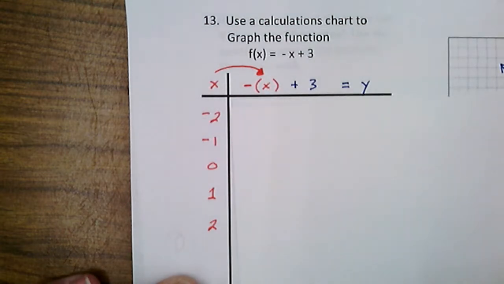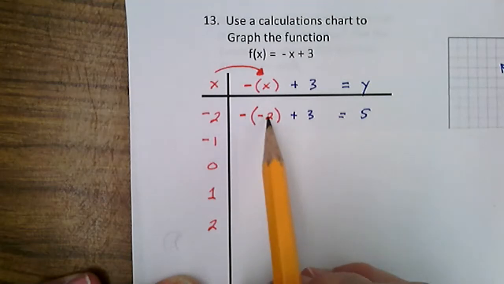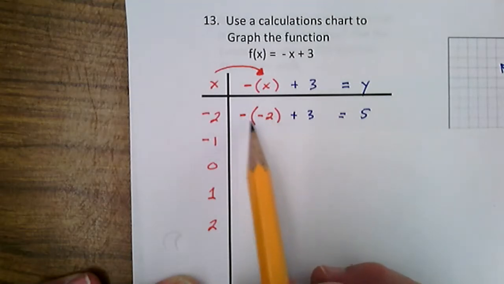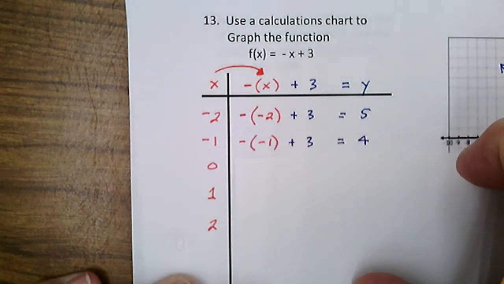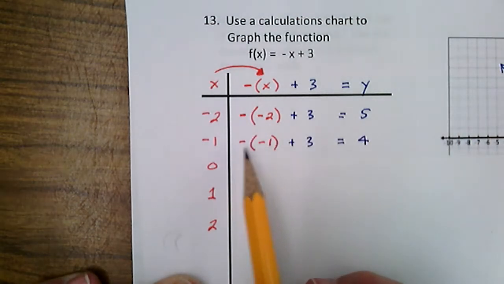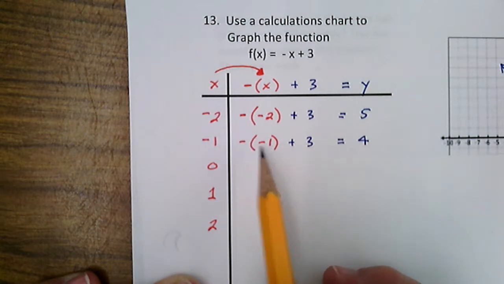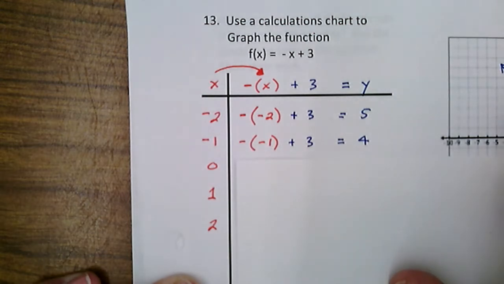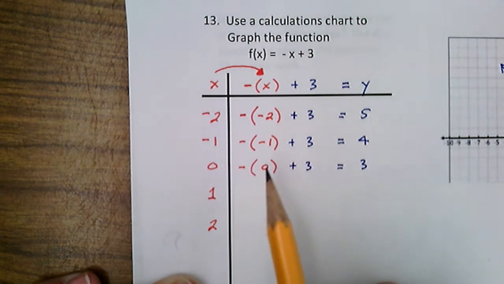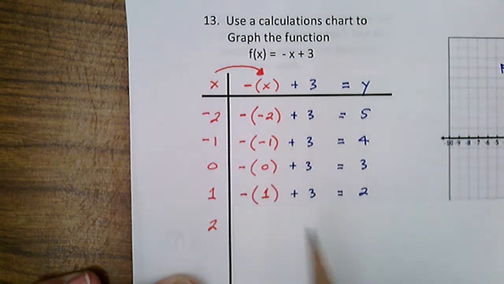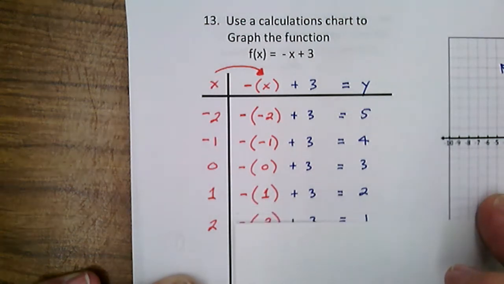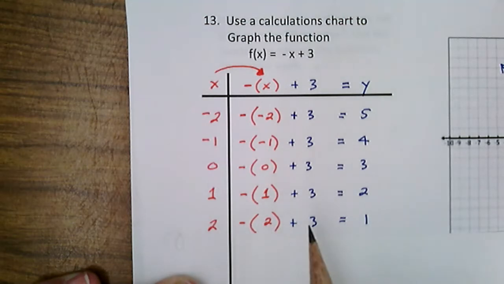So if I plug in negative 2, a negative and a negative is a positive, so positive 2 plus 3 makes 5. If I plug in a negative 1, a negative and a negative is a positive 1, so positive 1 plus 3 is 4. If I plug in a 0, well, that's 0, and 0 plus 3 is 3. If I plug in a 1, now this becomes a negative 1, so 3 minus 1 is 2. And if I plug in a 2, I get 3 minus 2, and that's going to equal positive 1.